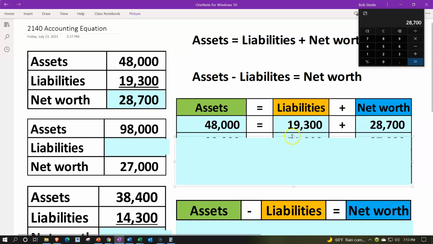So if we're solving for the net worth, we're solving for this bottom line or end number. It would be 48,000 equals the liabilities plus the net worth. This would be X in that equation. Then you'd have to solve for X, subtracting the liabilities from both sides, which once again would result in 48,000 minus 19.3.